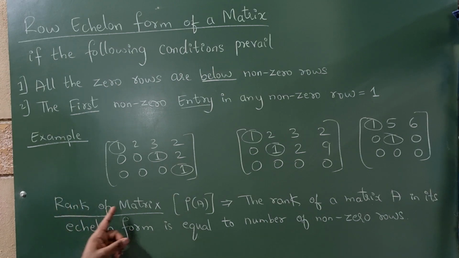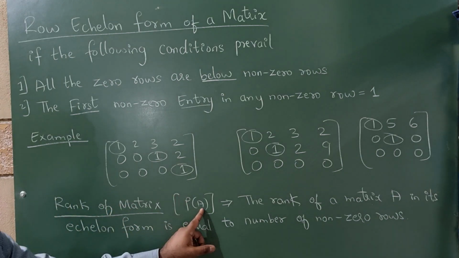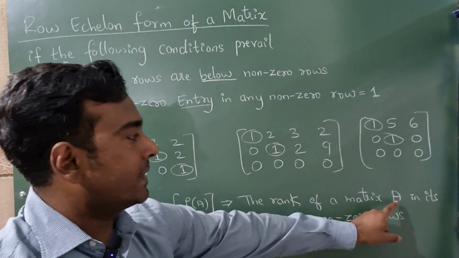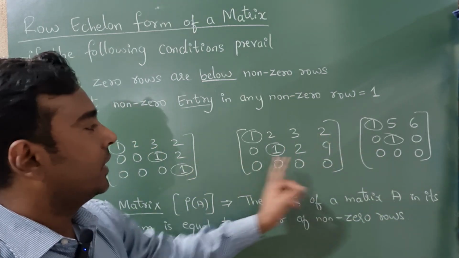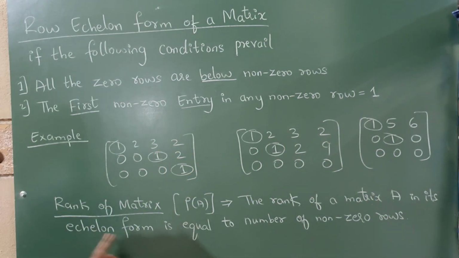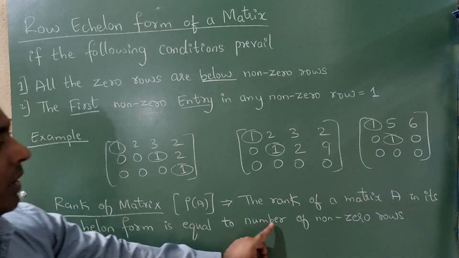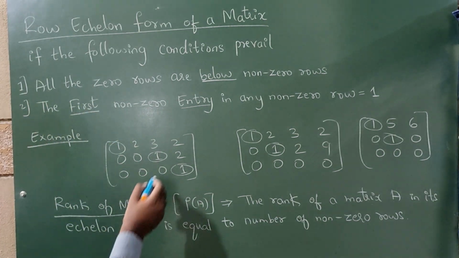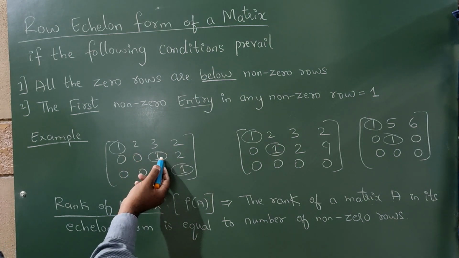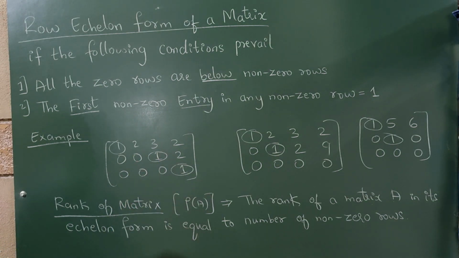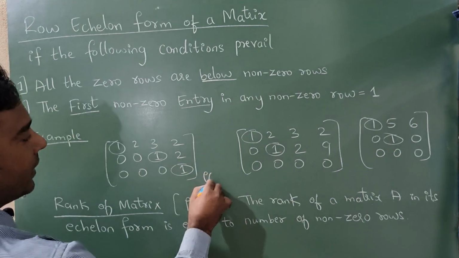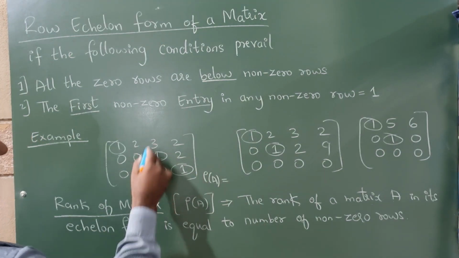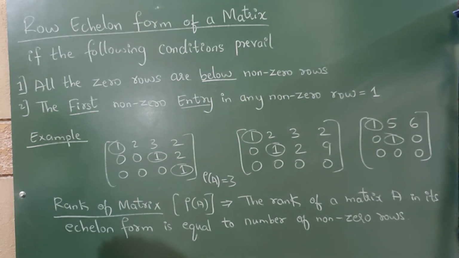Now comes rank of the matrix. It is denoted by rho of A. The rank of matrix A, assume any matrix, in its echelon form is equal to the number of non-zero rows. If I consider this one, this is a non-zero row, this is non-zero, this is non-zero. So the rank of this matrix is 3.